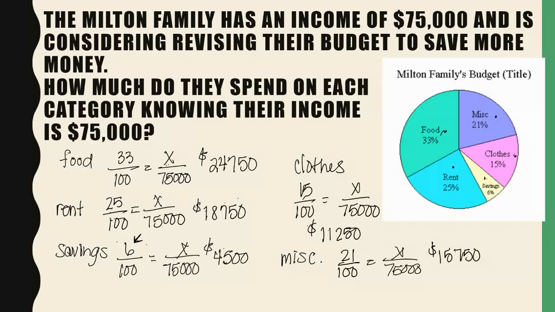Okay, so this is their budget broken apart. We can figure out exactly how much money is going to each specific thing using our percentages and then the income that we know. Okay.